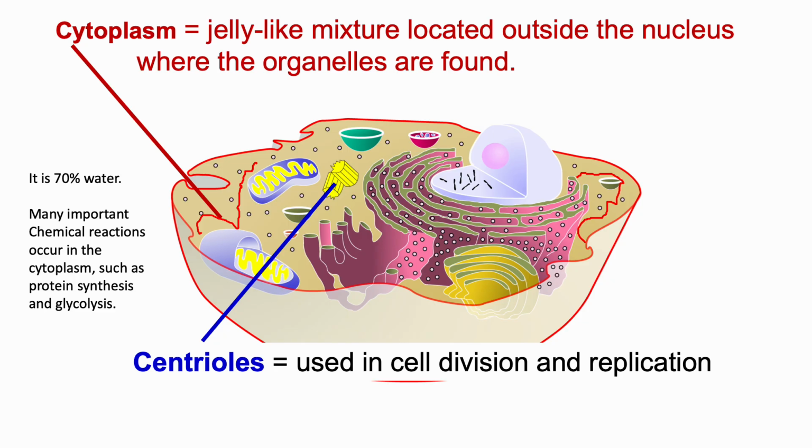One of the organelles that we find are the centrioles. The centrioles are used in cell division and replication. We'll get into cell division and replication more when we talk about the cell cycle, and then specifically look more at the function for the centrioles when we get into mitosis.